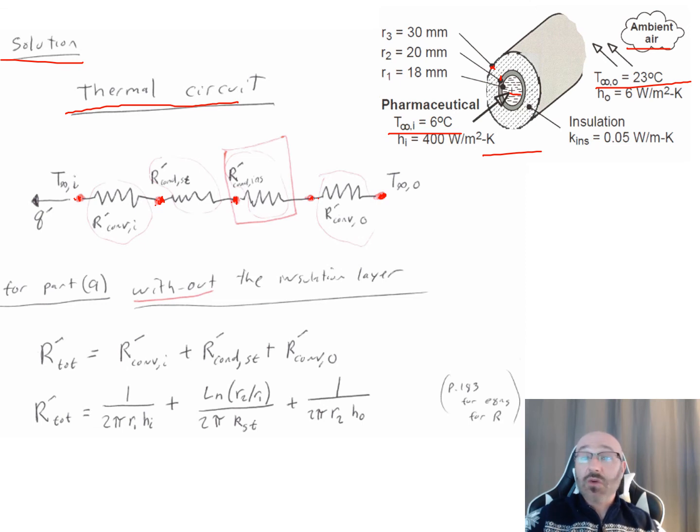We have to ask ourselves what's going on. Well, what's going on between T infinity I and the inside of that steel? Well, that's going to be our convection term right here. So that's R prime convection, because it's per unit length. We have that prime right there because they're asking us to solve for heat gain per unit length.